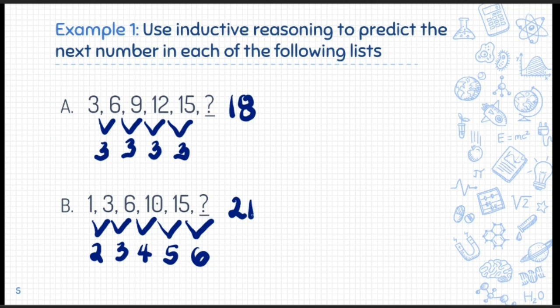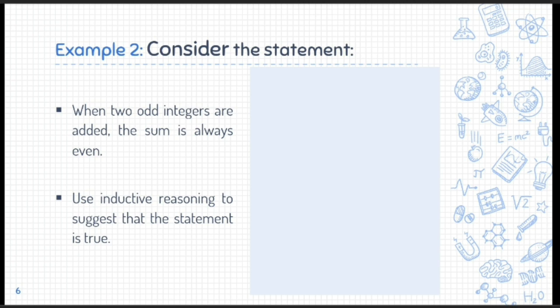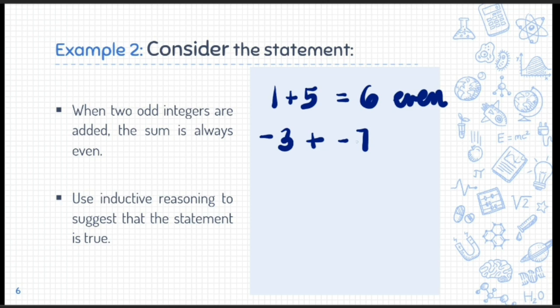Example 2. Consider the statement: when two odd integers are added, the sum is always even. Here we're going to use inductive reasoning to suggest that the statement is true. Take 1 and 5, which are both odd integers. If we add them, the result is 6, which is even. Let's try another one, with negative integers. Negative 3, which is odd, plus another negative, let's say negative 7. That would give us negative 10, which is again even.